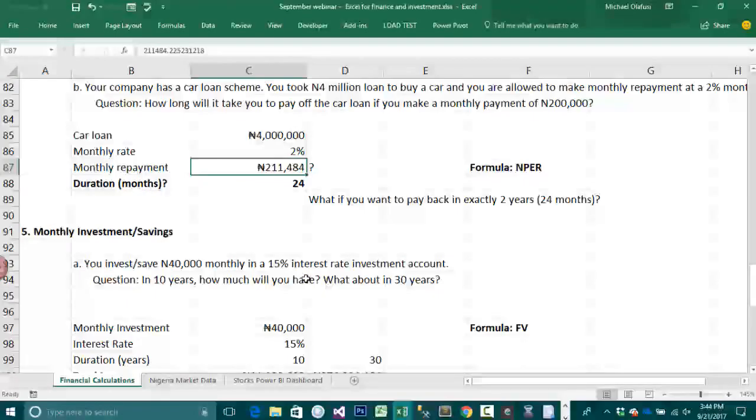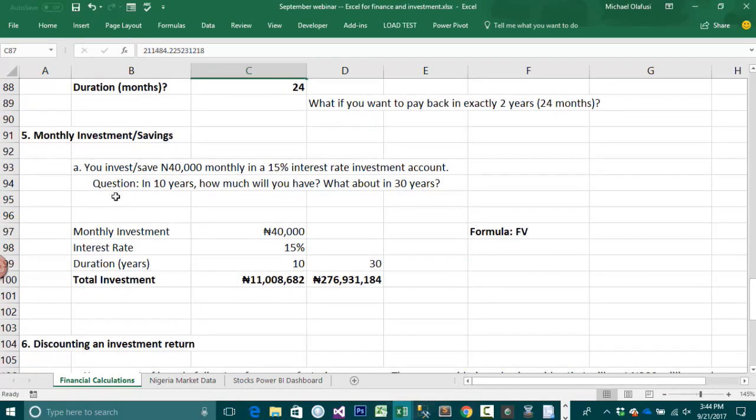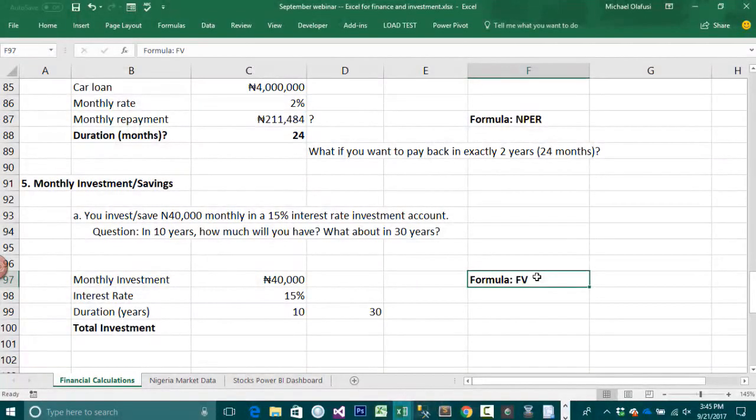So okay, I hope you are all following along. Moving on, what if you have a monthly investment goal? You want to invest 40,000 naira every month in a 15% interest rate investment account. In 10 years, how much will you have saved? In 30 years, how much would you have saved? Let's start with that calculation. In this case, the formula you will be using is FV, future value.